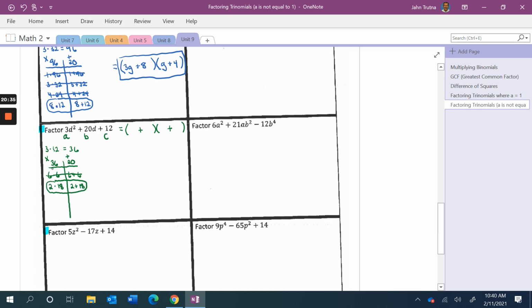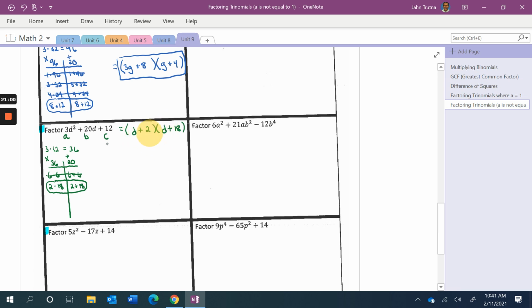Like I said, if you're not that great with your multiplication skills, it might take you a few minutes to find the pair of numbers you're looking for. But the trick is you always focus on multiplication first, and then you see if the numbers add, okay? So my two factors are going to be plus 2 and plus 18. My variable is a d, so I'm going to have d plus 2, d plus 18.